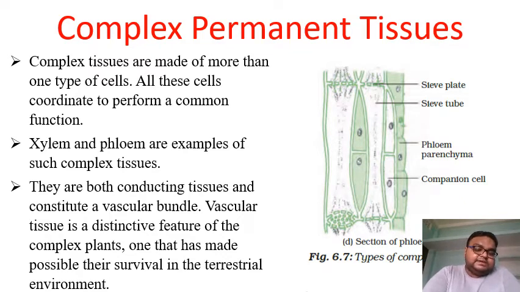The first one is xylem, and the second one is phloem, right? So xylem and phloem, these are examples of complex tissues. Okay, very good. So now you might have heard this term, xylem and phloem.